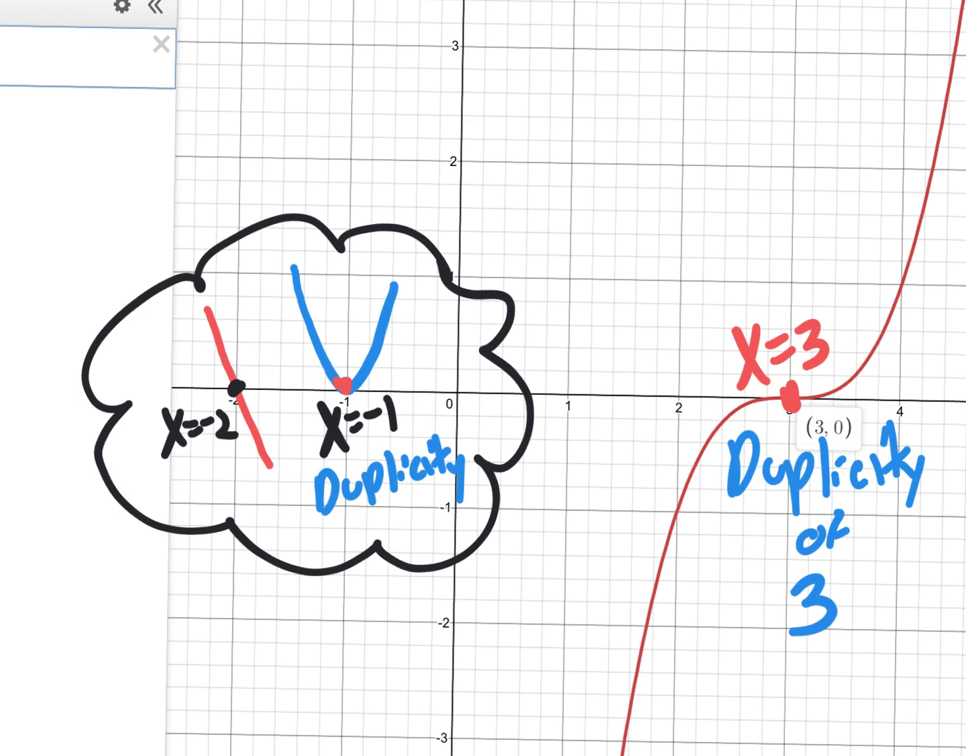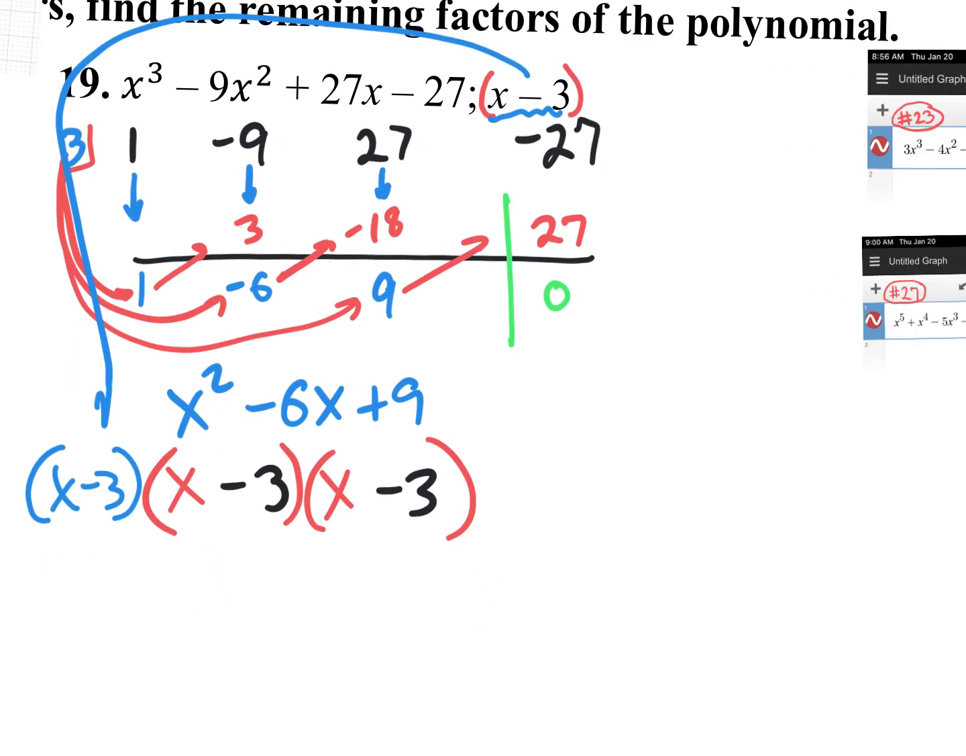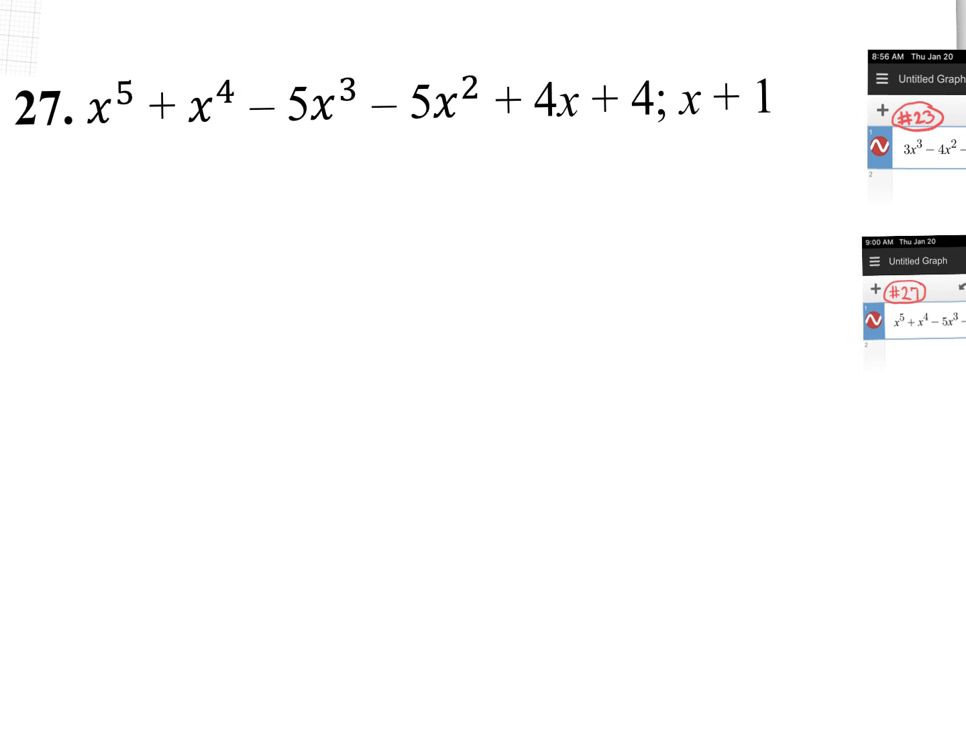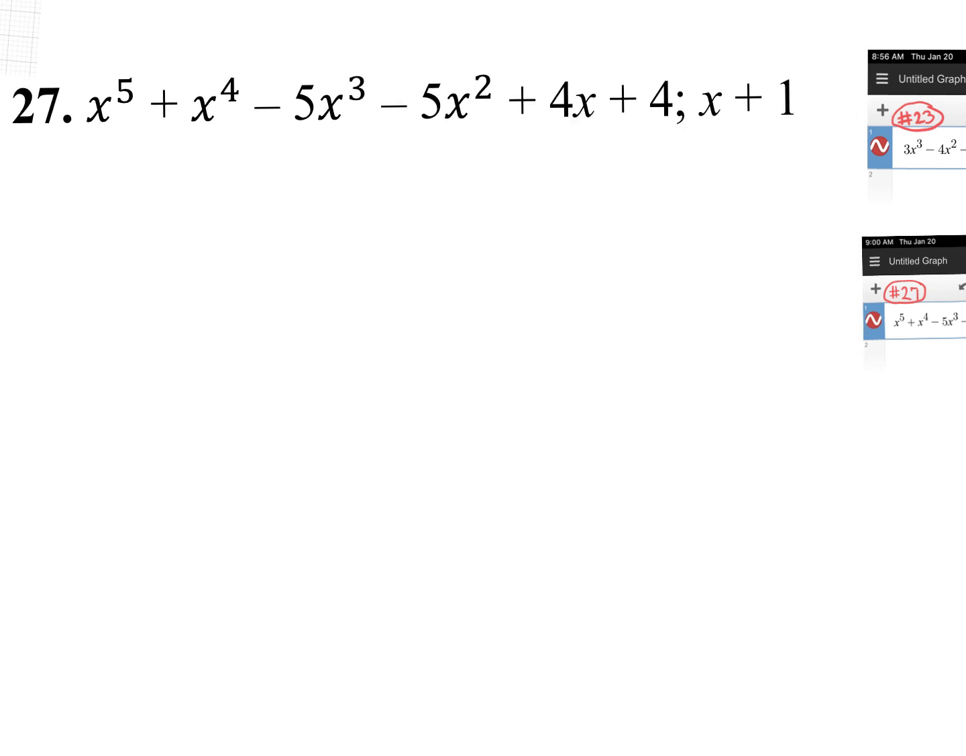Anyway, let's move on. So let's take a look at number 27. We have a 5th degree polynomial, and they give us a factor. The factor is x plus 1, and they want us to find all the other factors. So what we really wish would happen is we graph this on Desmos, and we actually see that it crosses at 5 different locations. Those will be your 5 answers, and we could write the binomials where those answers came from.